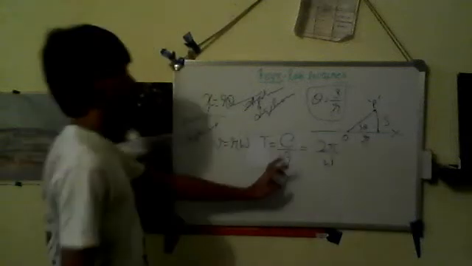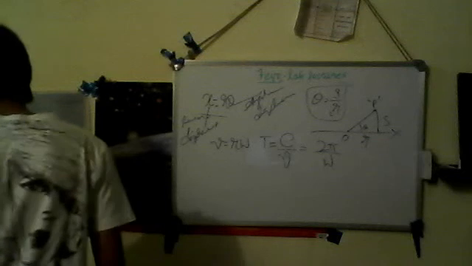So time period here is nothing but 2 pi by omega, or the circumference of the circular path traced by the body divided by the velocity. The linear velocity gives you the correct answer.